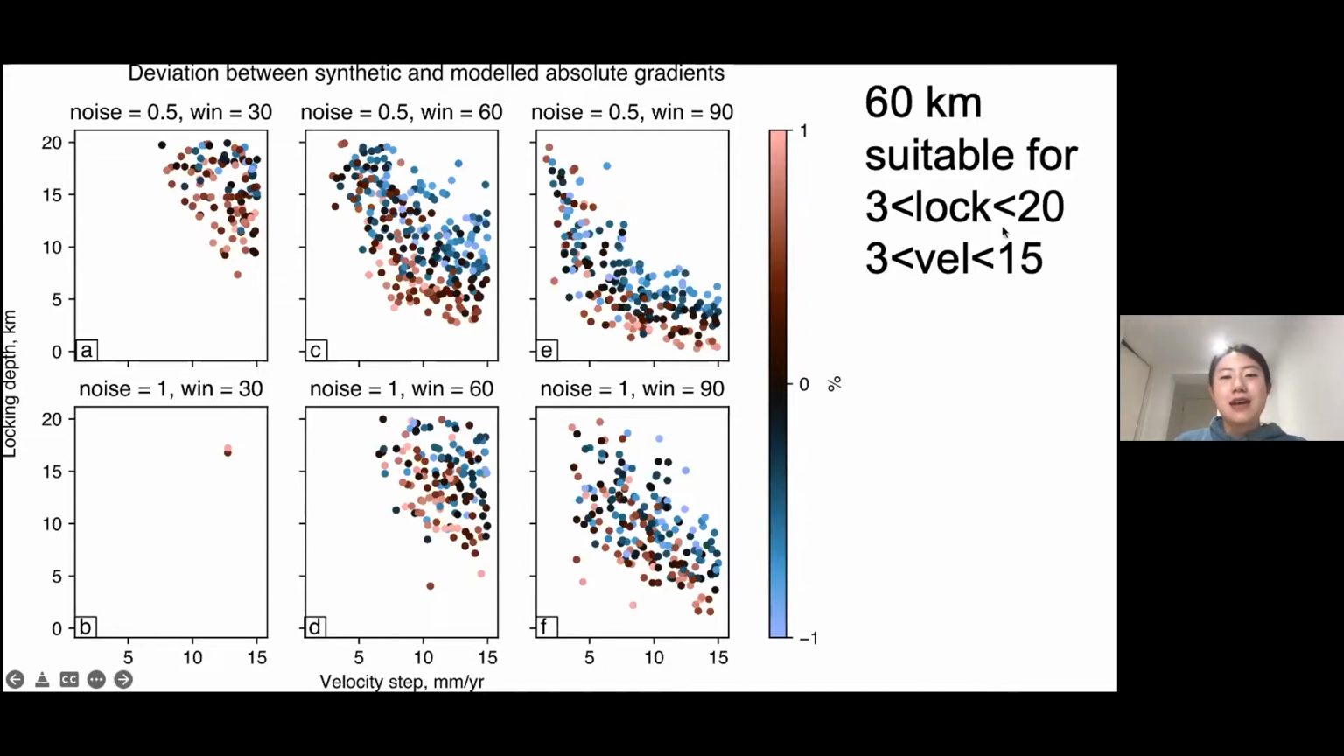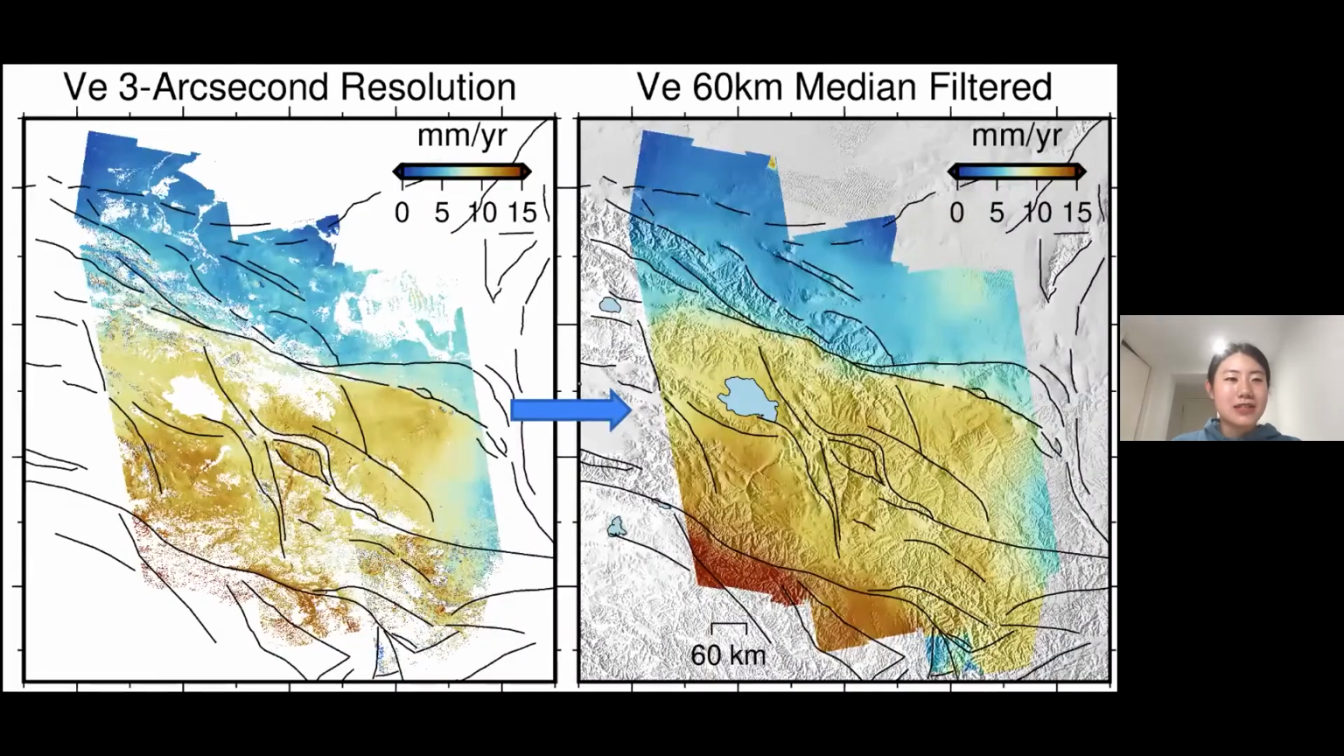So that is saying for a 60-kilometer filter, that is a suitable window for any faults that have a locking depth between 3 to 20 and a velocity step between 3 to 15. And that applies to most of the faults in my area, given my knowledge of the geological slip rates, as well as the typical locking depth across continental crust. So let's go with 60.